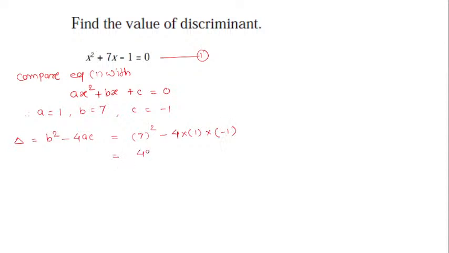7 square is 49. Two negative numbers are there, so the product must be positive. 4 into 1 into 1, that's 4. So 49 plus 4, that's 53. So this is the value of the discriminant for this equation.